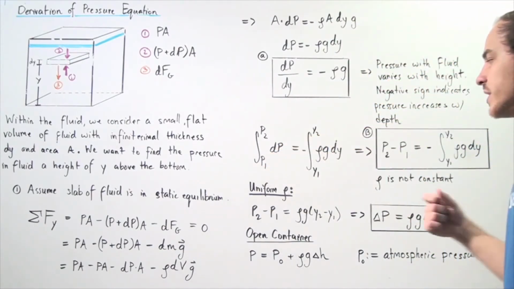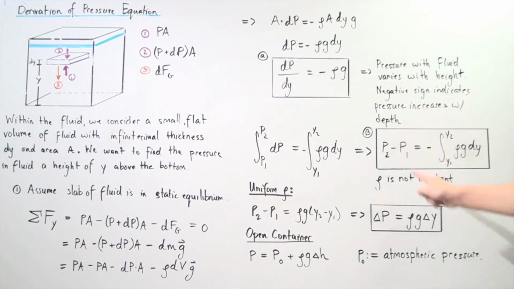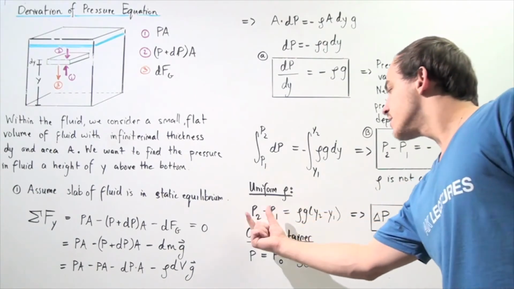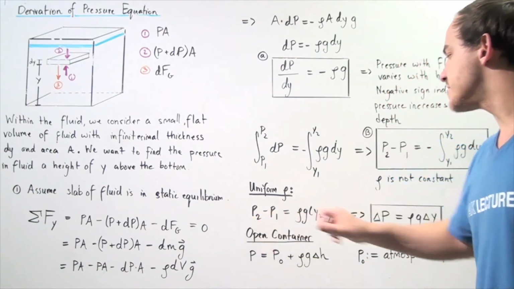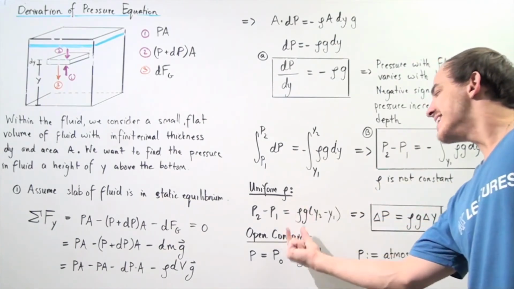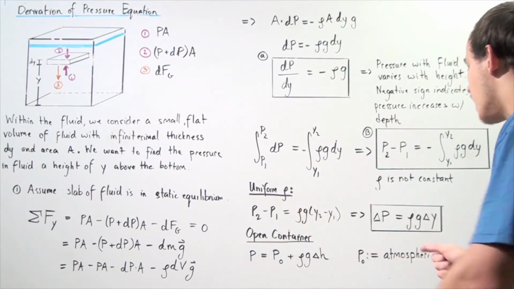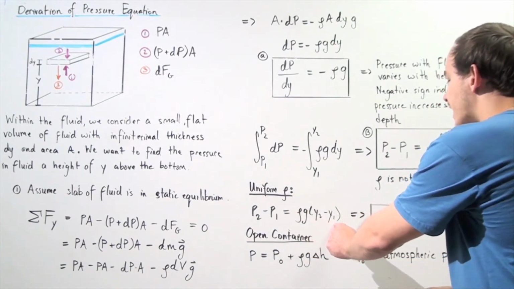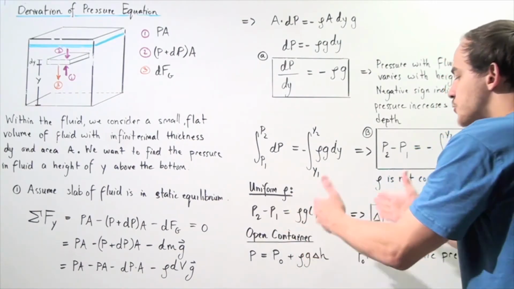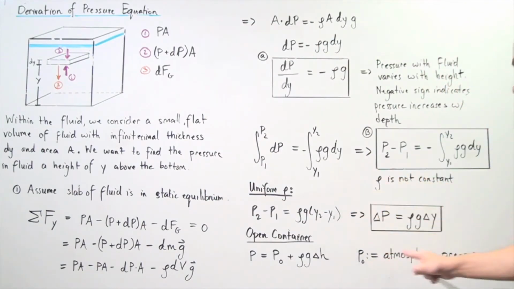So if we assume that the density is constant, that it's uniform, we can integrate the right side, and we get the following result. We get that the difference in our pressure, P2 minus P1, is equal to, well, we have our product of the density, which is constant, times the gravitational constant g multiplied by y2 minus y1. So this is simply our change in displacement within our fluid. And this is the equation we spoke of in the previous lecture.